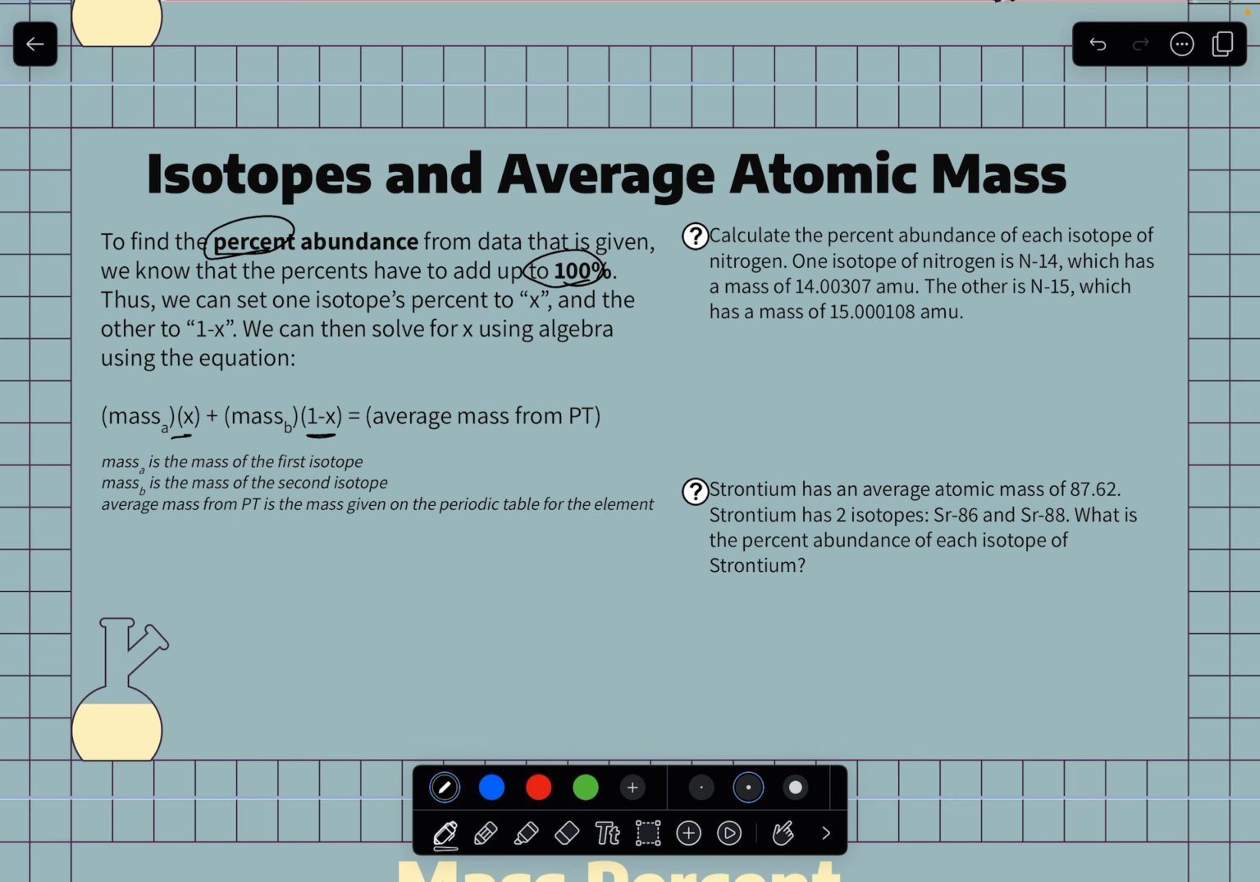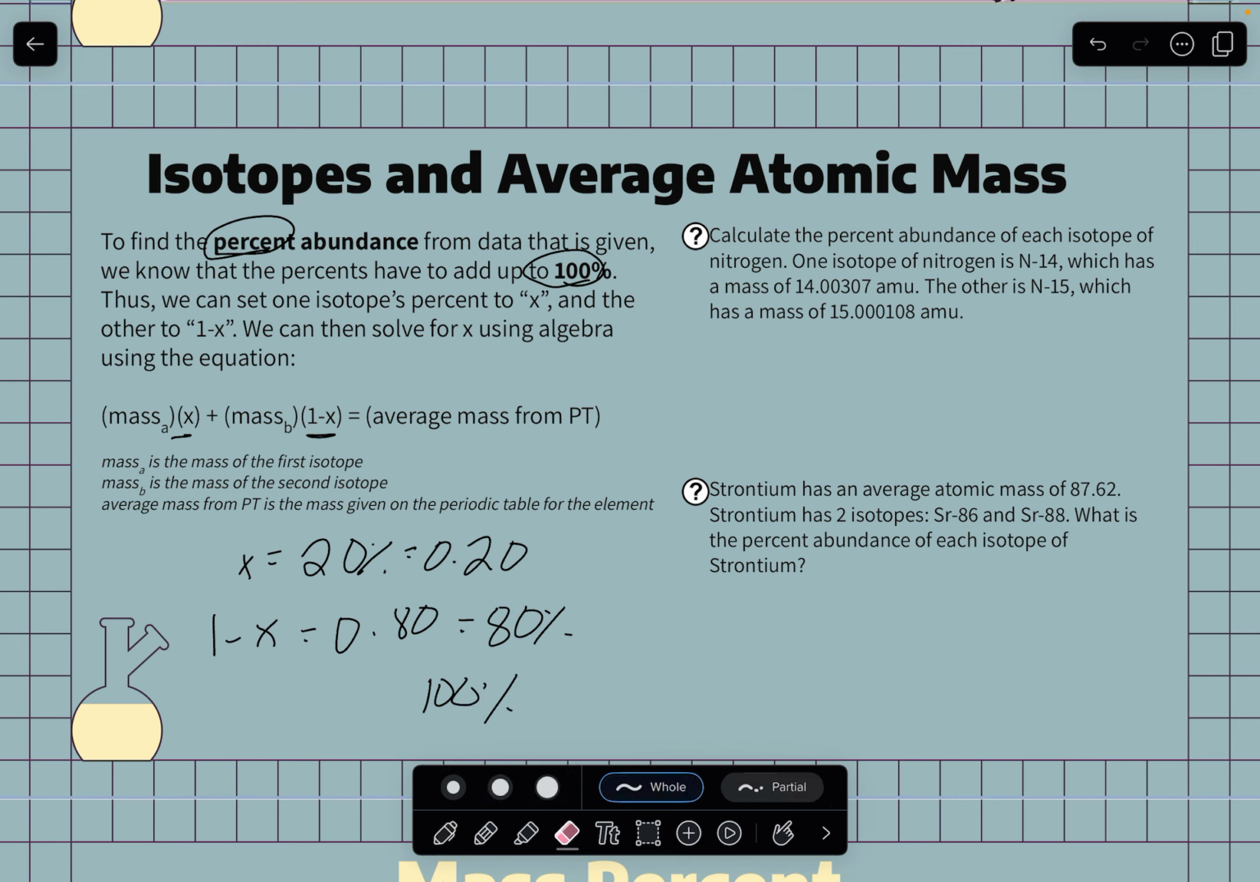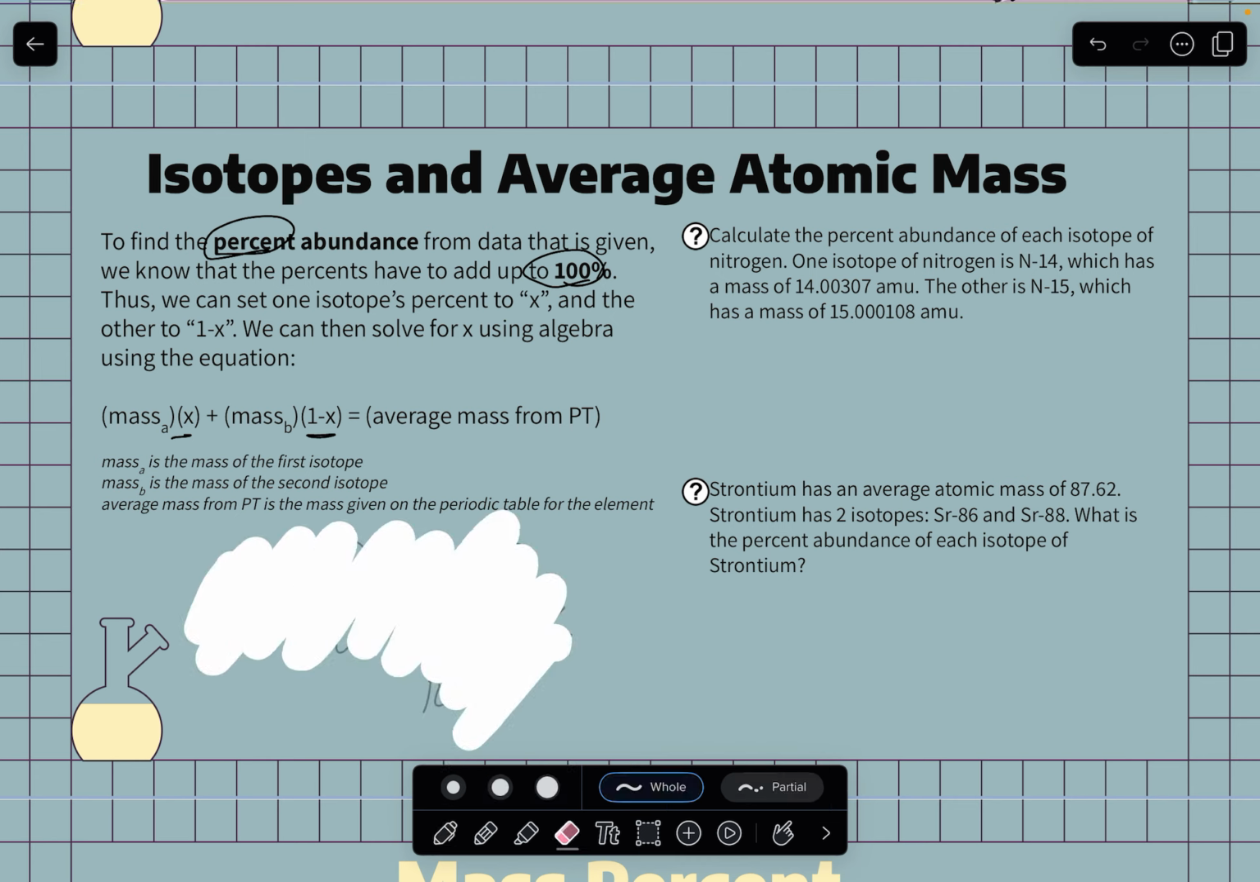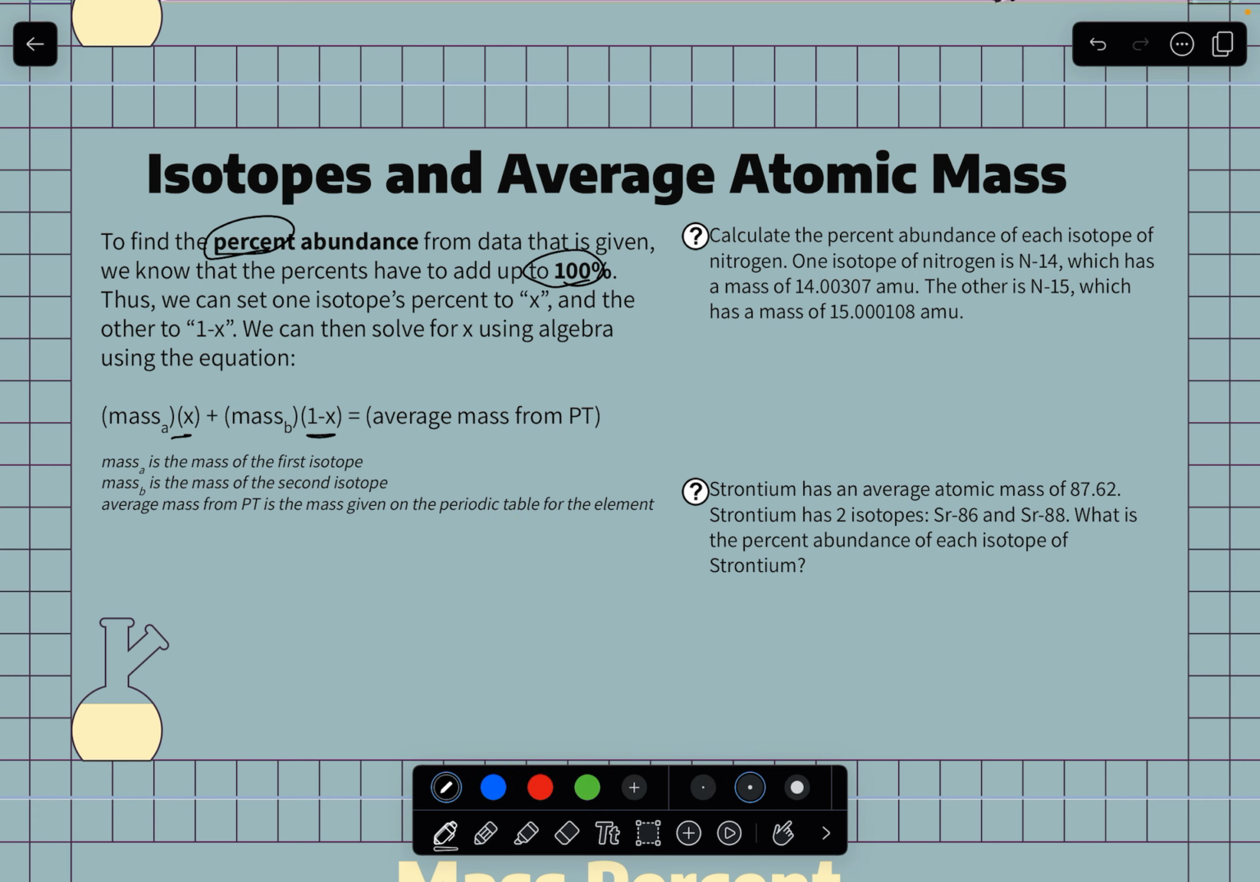So let's say X is 20. 20%, remember, is 0.20, so 1 minus X will be 0.80, or 80%. Those 20% plus 80% is 100%. So we can use this to do some algebra. We set our isotopes so that the percentages add up to 100% at the end.